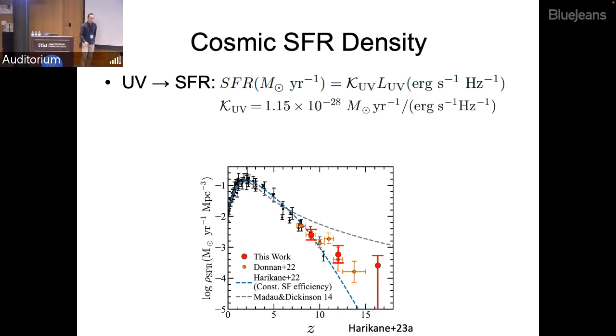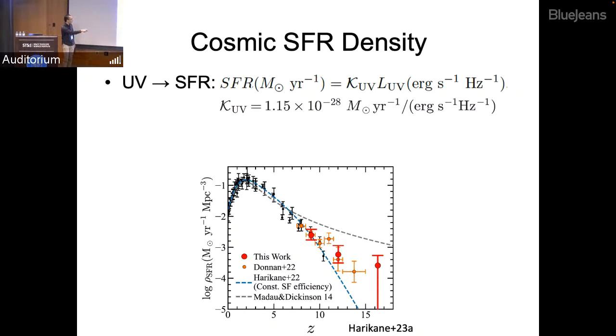Then we calculate the cosmic star formation rate density. We calculate the star formation rate from UV luminosity using this equation. Here K_UV is a conversion factor from the UV luminosity to the star formation rate, and here we use this value for the Salpeter initial mass function.